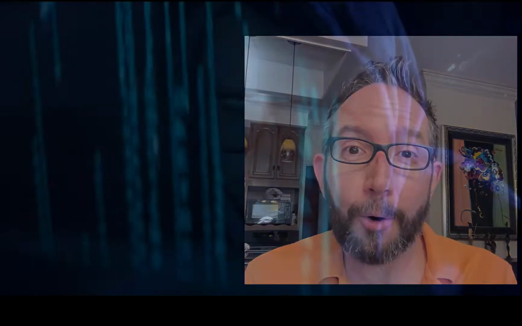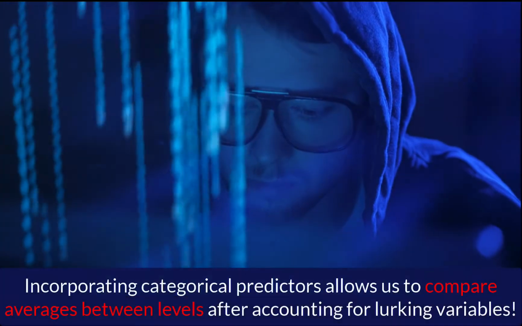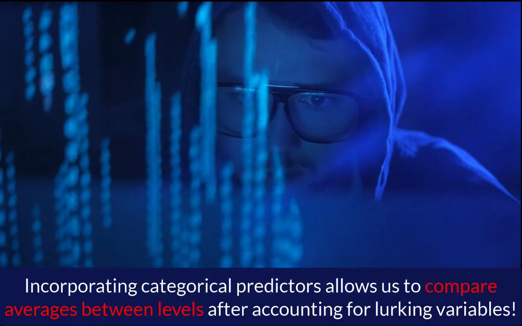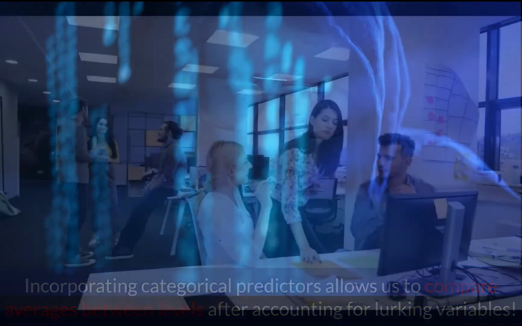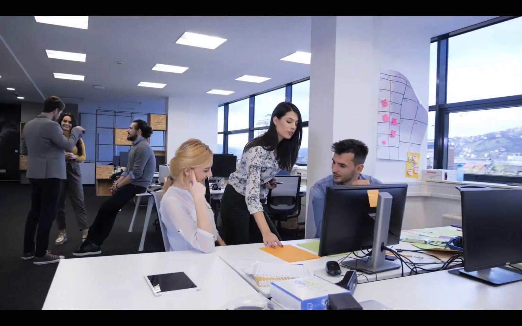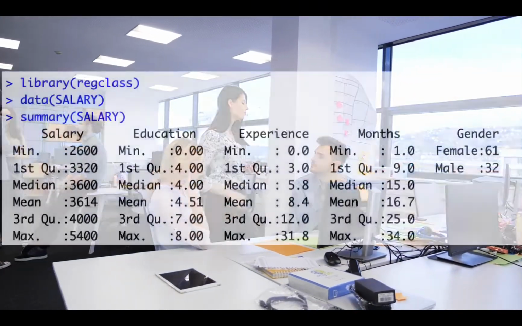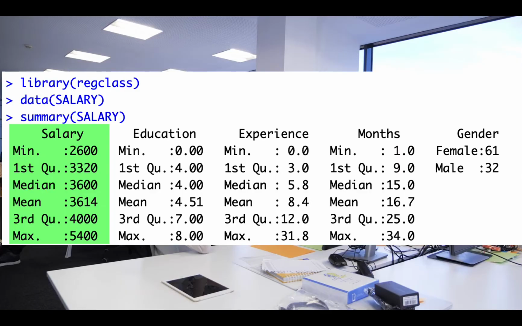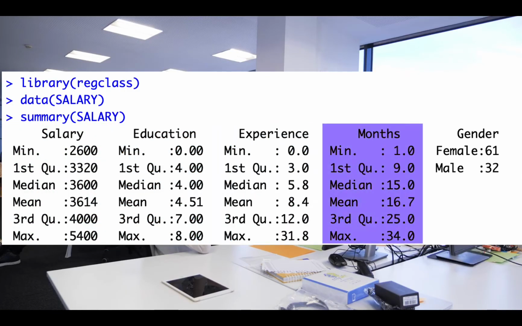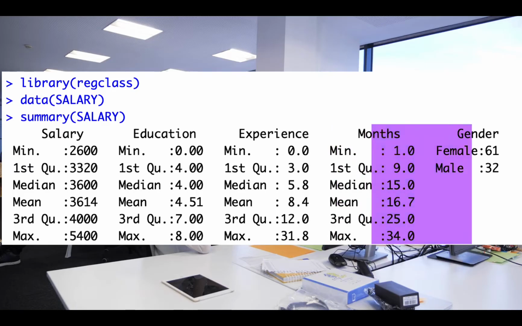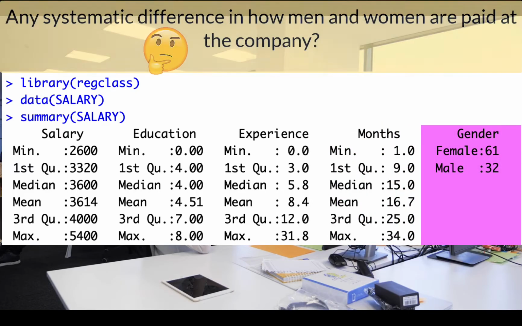And being able to incorporate these categorical predictors really helped us out for some key quantities that we needed to study. So one example of this was to look at the salary data set where we tried to predict the monthly salary of an individual at a company based on their education, their experience, the number of months they've worked for at this company, and then also their gender. Because we were interested in knowing if there was any systematic difference in the way that men and women were being paid at this company.